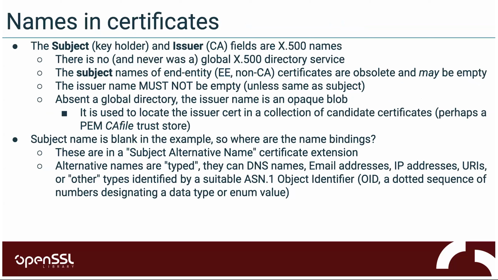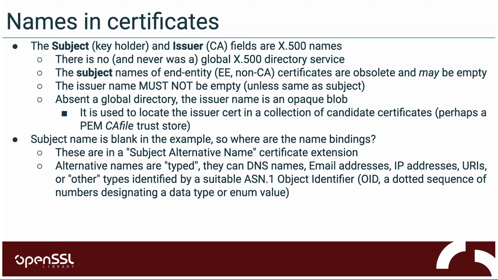Okay, names. So in the previous slide, the names were blank. But here, the subject is the key holder, and the issuer is the certification authority that issued the certificate. These names are X500 names, but there is no X500 directory, at least not a global one. And so the subject names in certificates that are ultimately used by application servers and users in the end entity certificates don't really have anything particularly important in them. They're somewhat obsolete and can even be left empty.